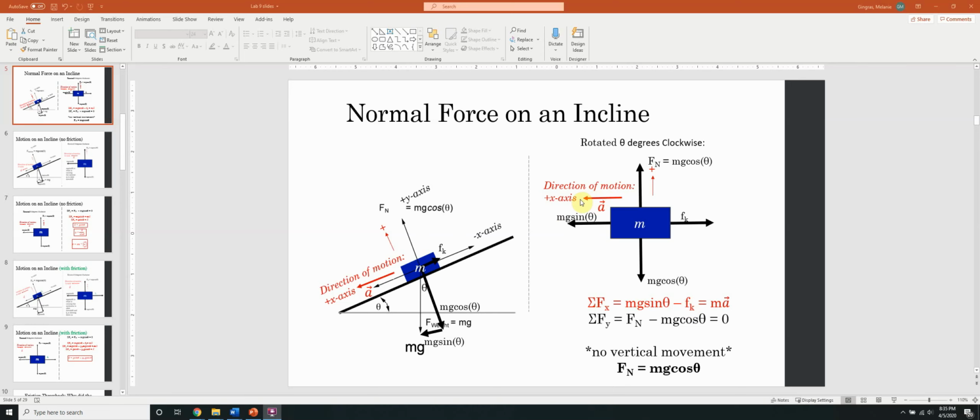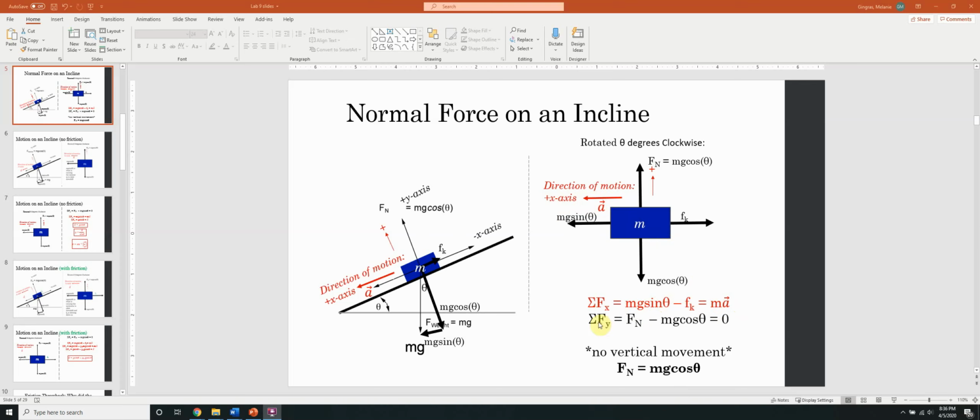Because the direction of motion we're going to say is the positive direction. So mg sine of theta minus the frictional force is equal to the total mass of the system times the acceleration of the system. Now the reason I say the acceleration of the system is, remember, this doesn't necessarily just have to be one mass by itself.